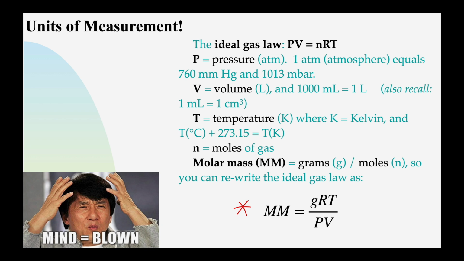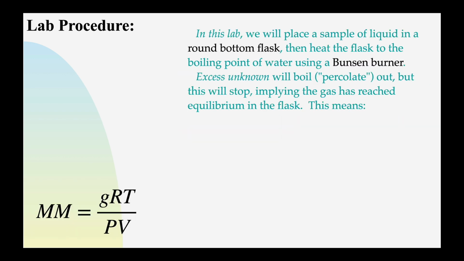It's no big deal. So in this lab, what you're going to do is place a sample of liquid in what's called a round bottom flask. A round bottom flask is really common in organic chemistry and a lot of synthetic chemistry classes where you're making things. Round bottom flasks are great because they distribute heat a lot more evenly than a beaker or something. But anyway, you're going to put that round bottom flask in water, and then you're going to heat the water around it using a Bunsen burner.